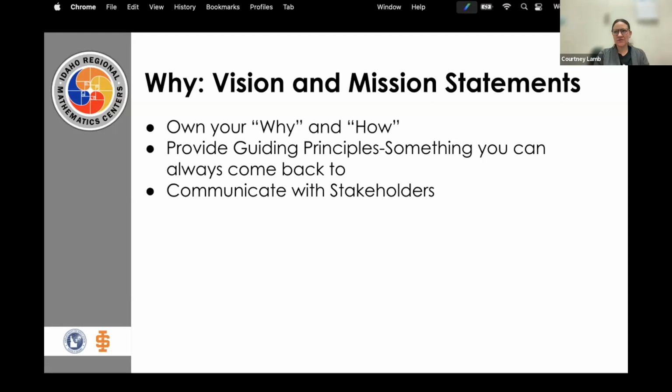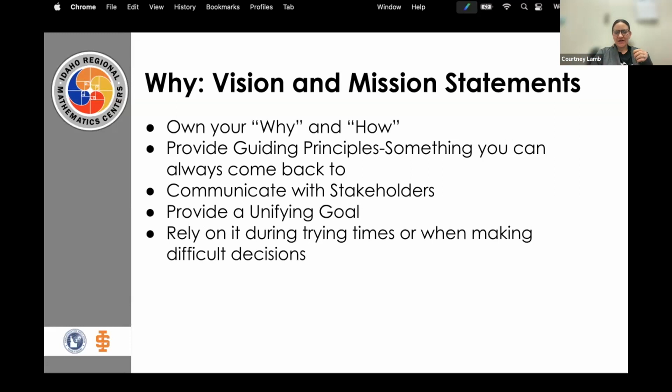Communicate with stakeholders. Very important that whoever is going to be involved in this, whether it's other teachers, your administrators, parents, that you can easily share this why and how. Provide a unifying goal. Who doesn't like a unifying goal to bring people together? Rely on it during trying times. I don't know how much this would relate to your projects, but if you think of a large organization, staying true to themselves, even when things are difficult. And this could help you in your project. It can help you even just as a math leader or math teacher: what is the vision? And am I going to stick to it even when it's not easy?